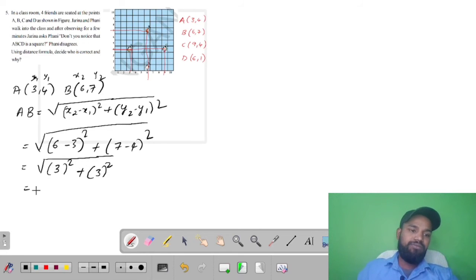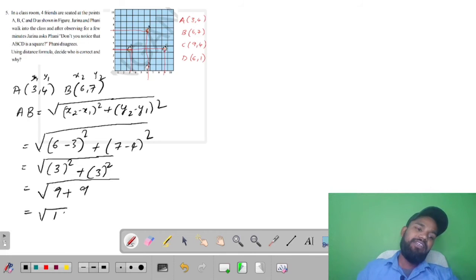What is 3 square? 3 square is 9. Next, what is 3 square? 9. So 9 plus 9 is 18. So no need to simplify. If it is a perfect square, we need to simplify, otherwise we don't need to simplify, just 18. So AB equals root 18.